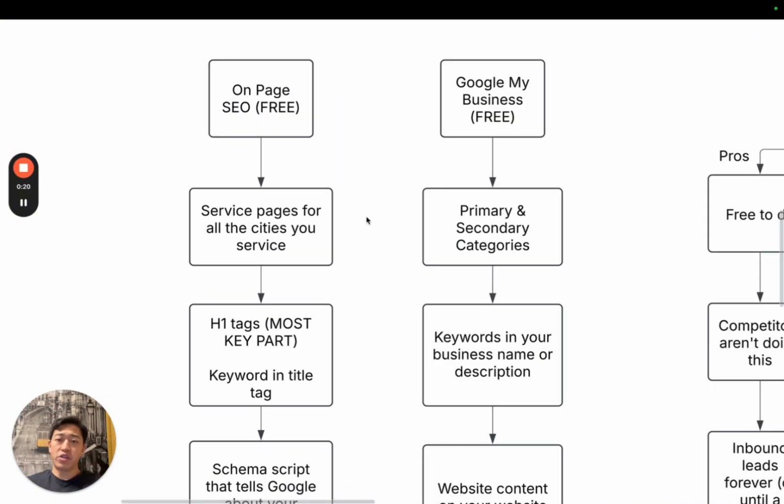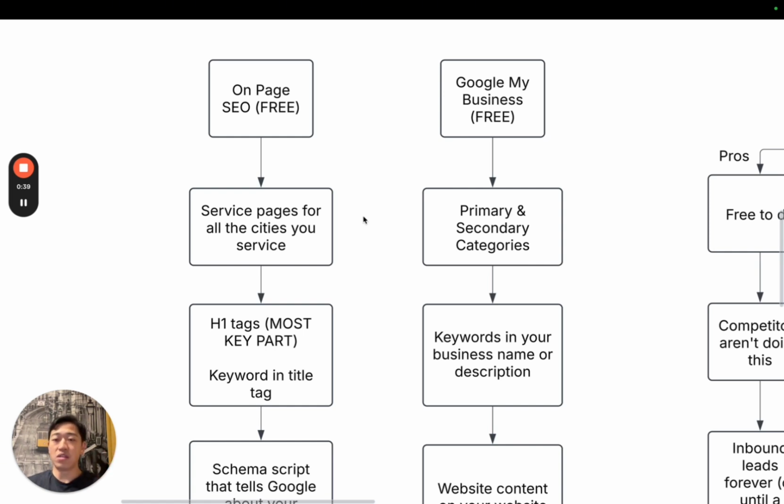There are really two ways that you can generate free leads off of Google. Number one is on-page SEO, and number two is Google My Business. If you're not familiar with these two, I'll just dive straight into what they mean. Number one is on-page SEO, and a lot of local contractors neglect this.